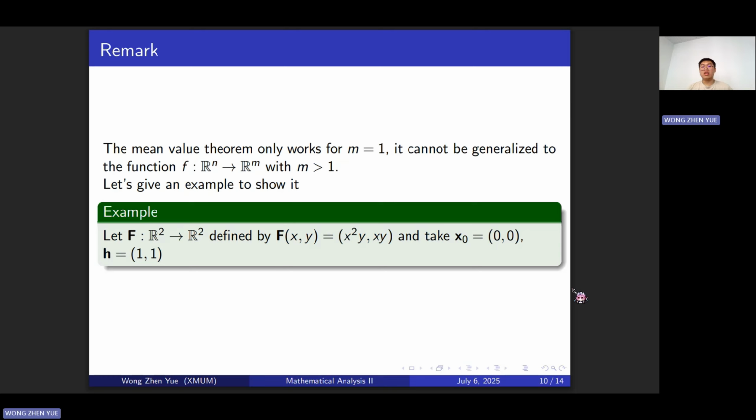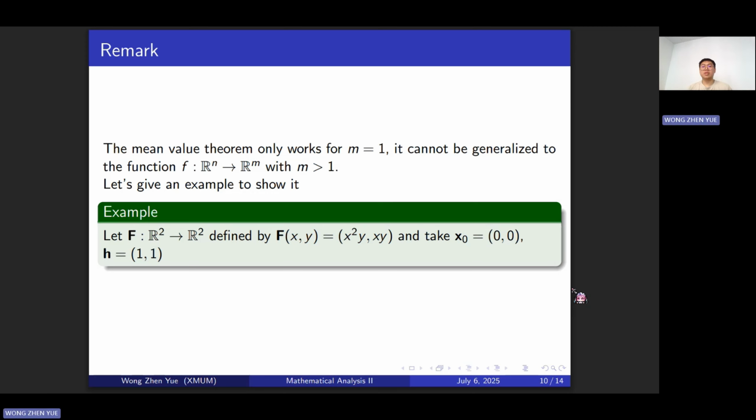But before we end, I will give some remarks first. The mean value theorem only works for m equal to 1, for the codomain R^m. It cannot be generalized to functions from R^n to R^m if m is greater than 1, because in higher dimensions each coordinate may behave differently, so the total change is no longer guaranteed from a single Jacobian only, but it's not quite obvious.